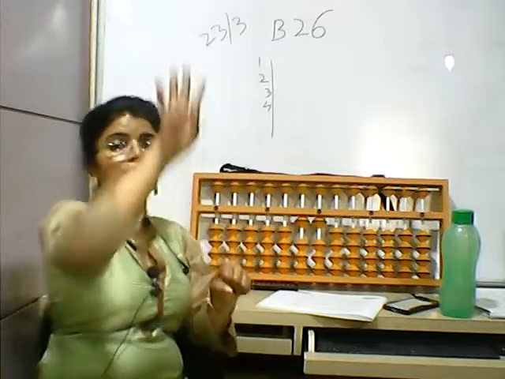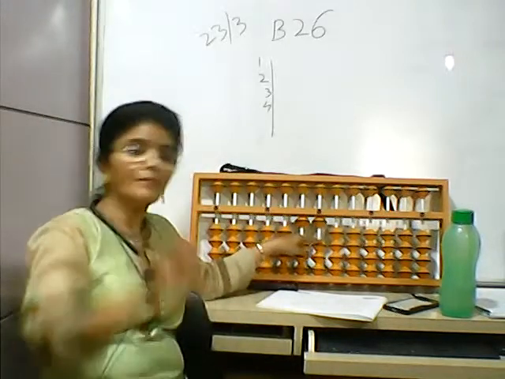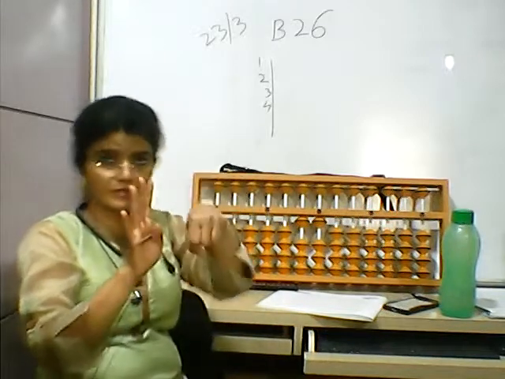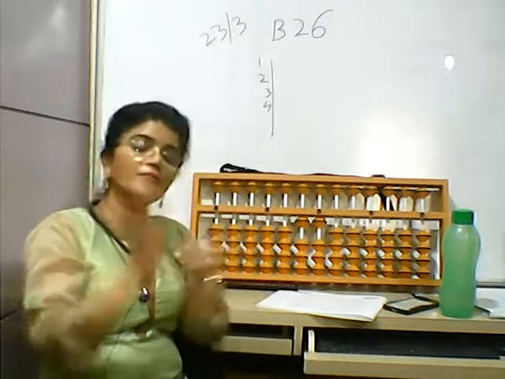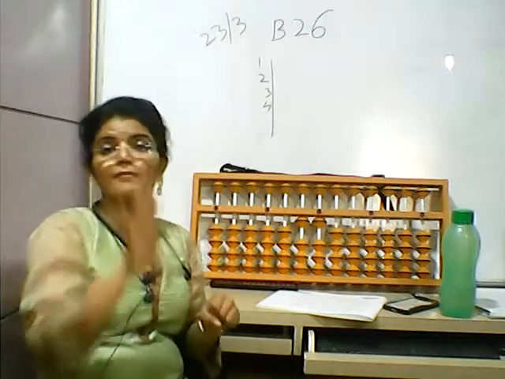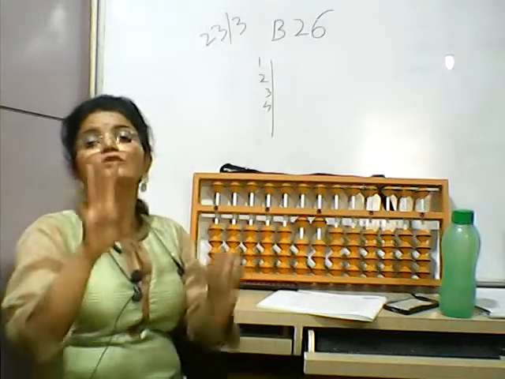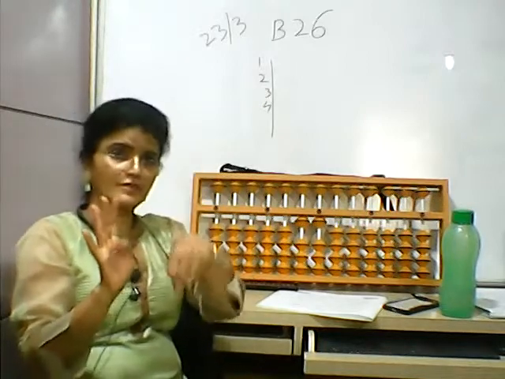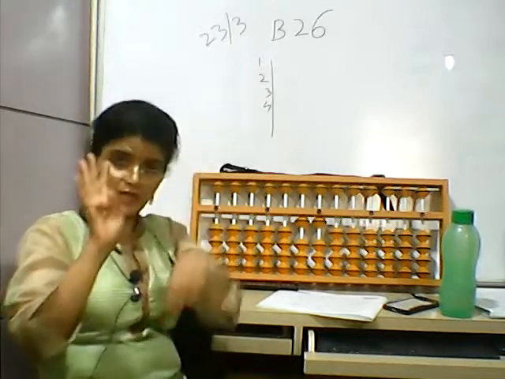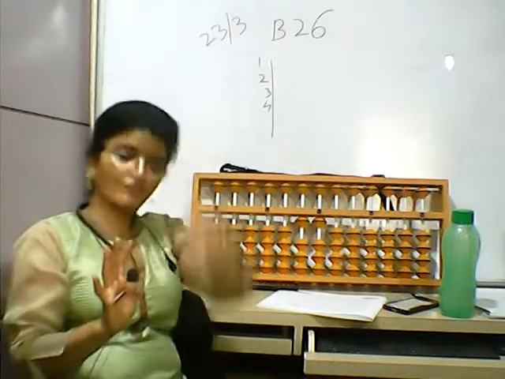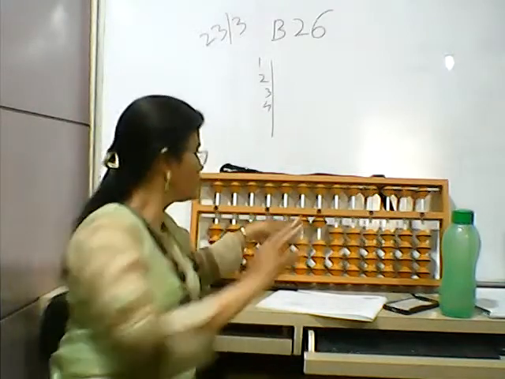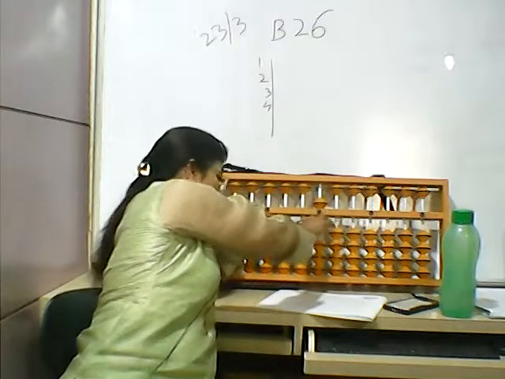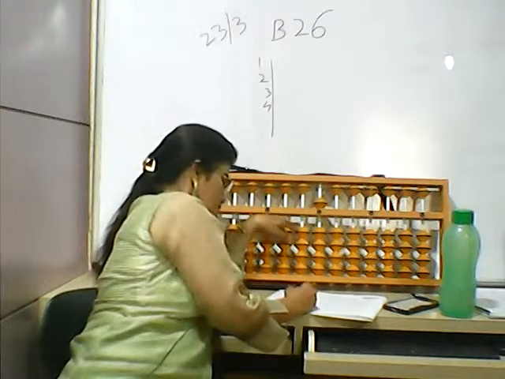Plus 4 to nahi hai. So minus 10, plus 5, minus 1. Mix complement. Minus 10 plus 5 minus 1: 10 down, 5 down, 1 down. That is 5.